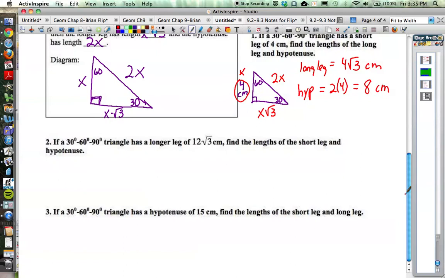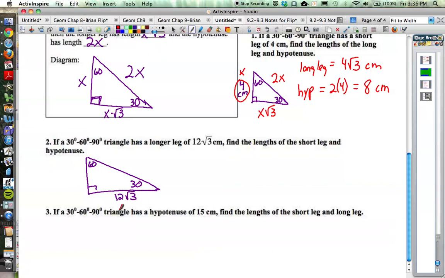Example number 2, if you have a 30, 60, 90 degree triangle and the longer leg is 12 square root 3, find the shorter leg and the hypotenuse. So once again, let's sketch this out. And you can do a better sketch than me sometimes when I'm up at the active board. Things look a little different. All right. So let's sketch that out. 90 degrees, 60 degrees, 30 degrees. And the longer leg, again, is 12 square root 3. So that's across from the 60-degree angle. And we want to know the other 2 sides of the triangle.